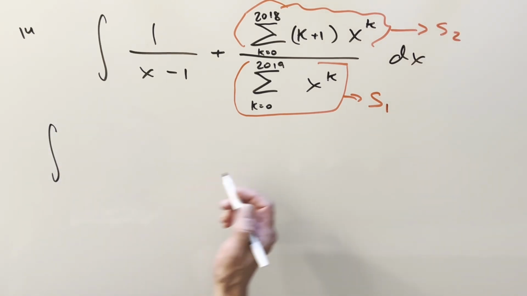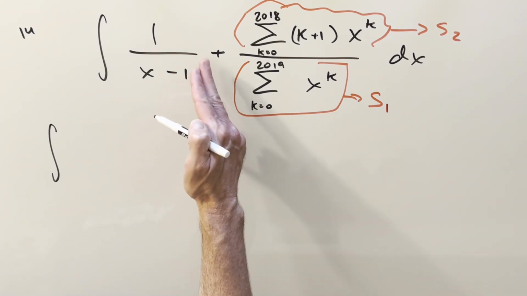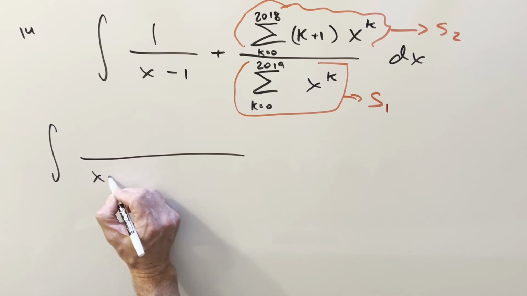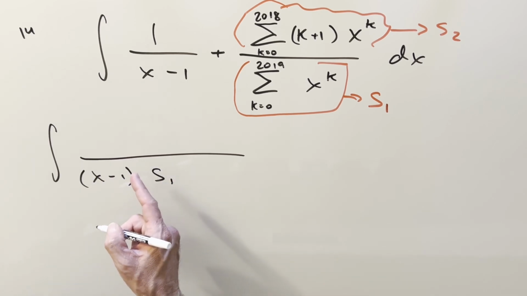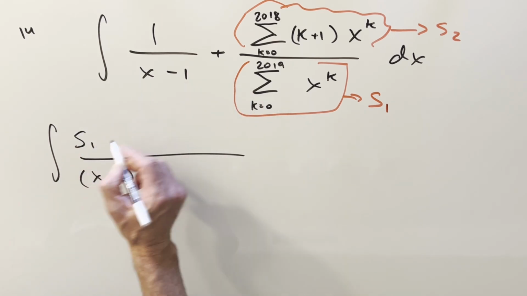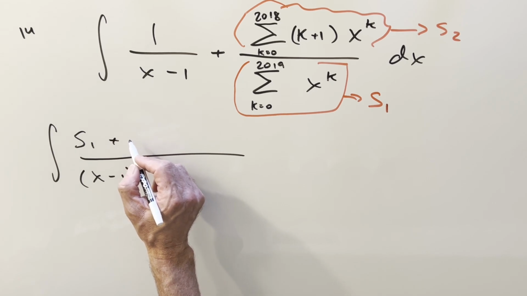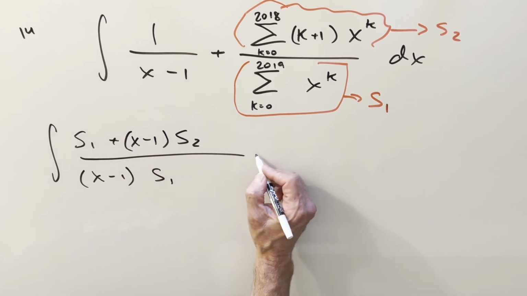So to get a common denominator, I'm just going to multiply S1 over here, and then x minus 1 over x minus 1 here. So when we put it together, we have x minus 1 times S1 for the denominator. Then with everything multiplied out, we're going to have an S1 here, multiplying that in there, plus this becomes x minus 1 times S2.